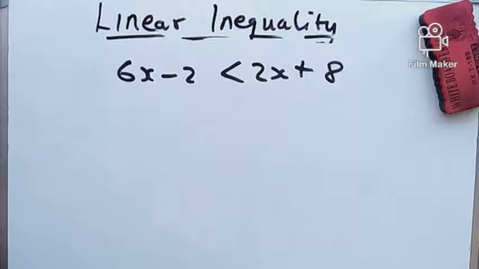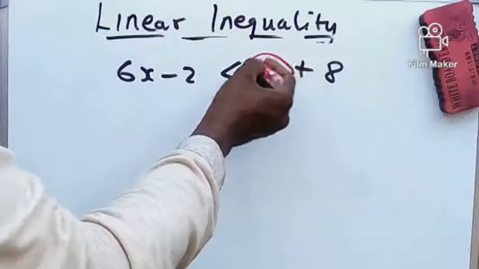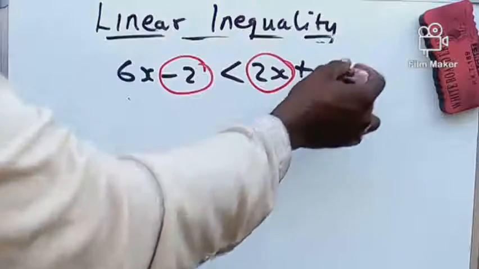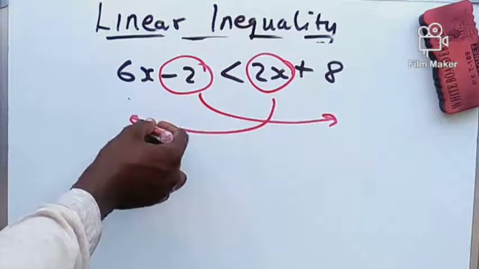To solve this problem, we just go ahead and treat this inequality sign as an equality sign. So we just go ahead and solve that problem. The first thing we need to do is to collect the like terms. To collect these like terms, we eliminate this 2x that is here and bring it over here, and we take the minus 2 to the other side.